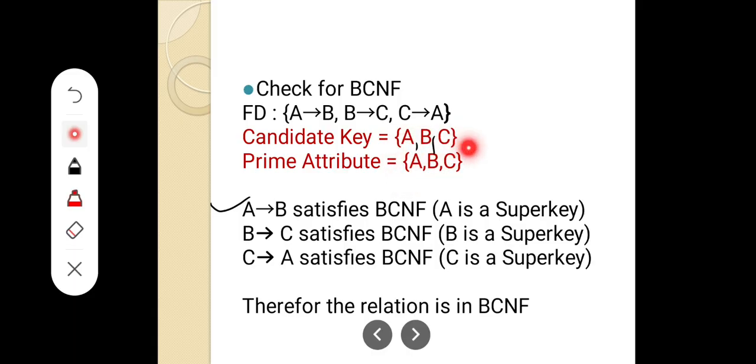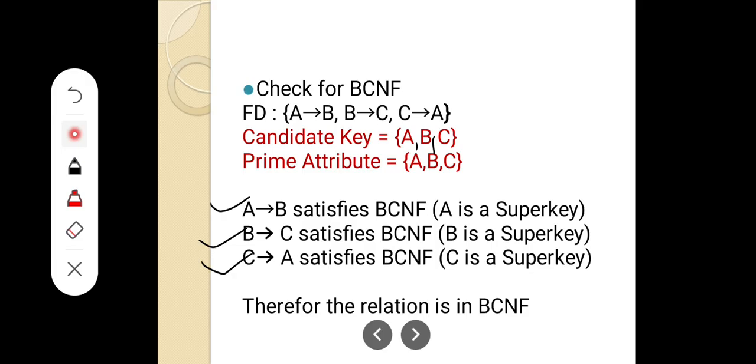A, B and C, all three are candidate keys. So B is a super key. Now C determines A. C is a candidate key or a super key, so this also satisfies BCNF. So this relation is in BCNF. We don't have any decomposition required.